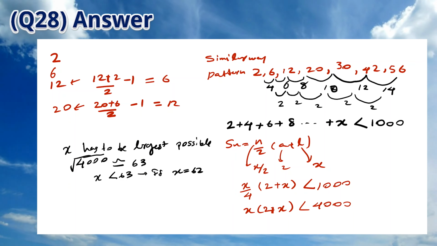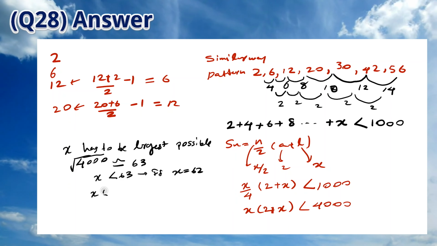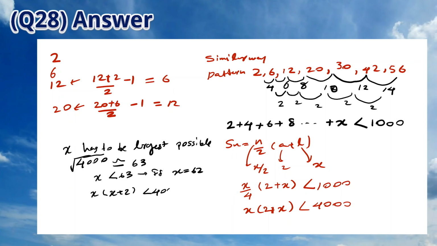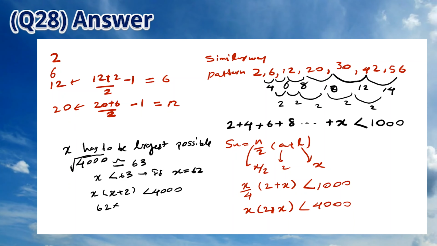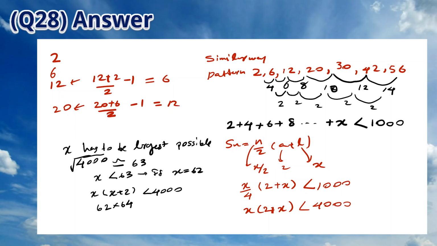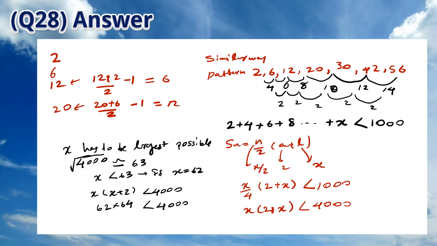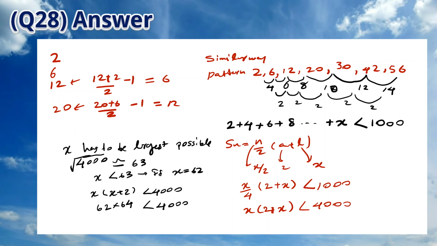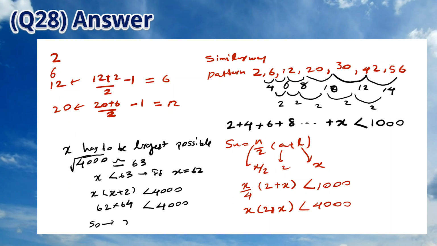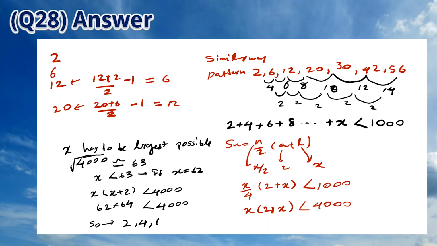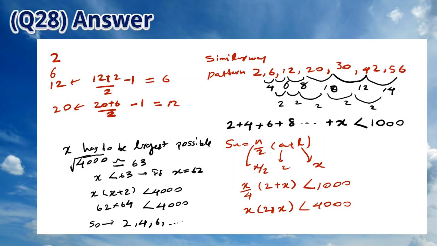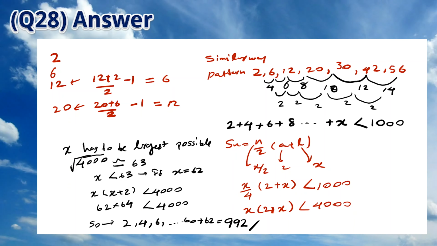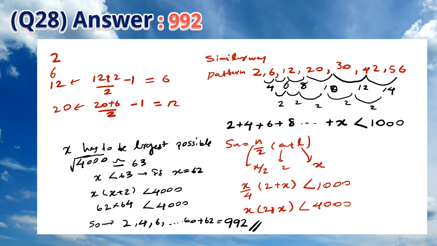Substituting 62 for x in the equation x multiplied by x plus 2 is less than 4000, we get 62 multiplied by 64. If we multiply this, it gives a product which is less than 4000. This is the largest value x can be. So when we get the equation 2 plus 4 plus 6 up to 60 plus 62, we know that this sum is equal to 992. This means that the answer is 992.